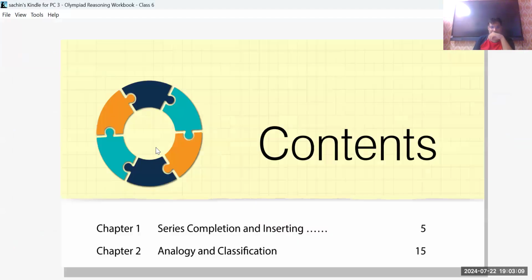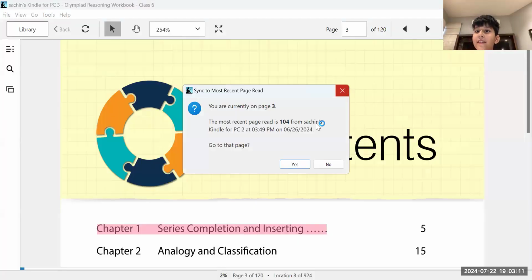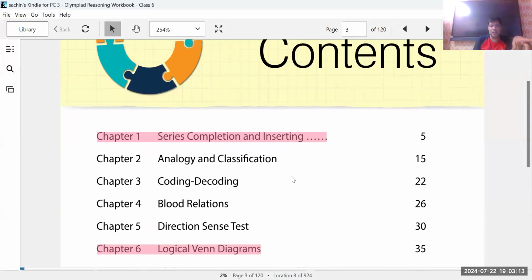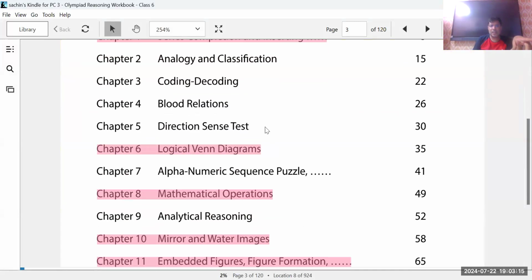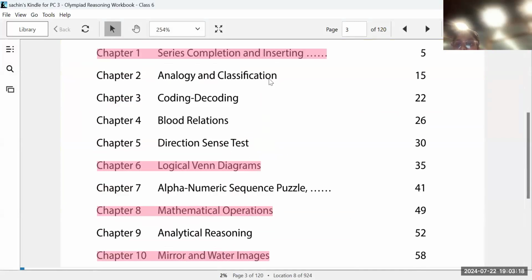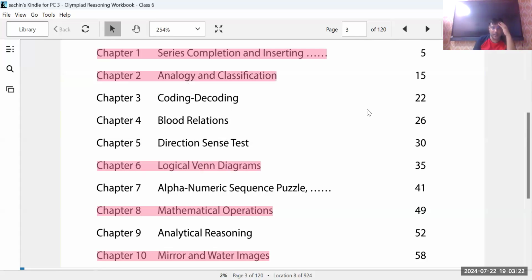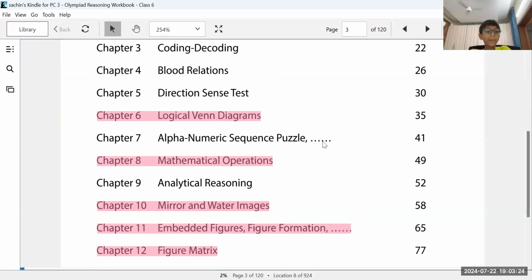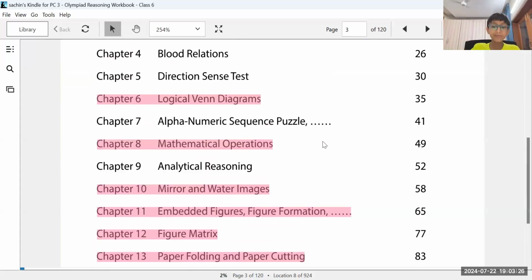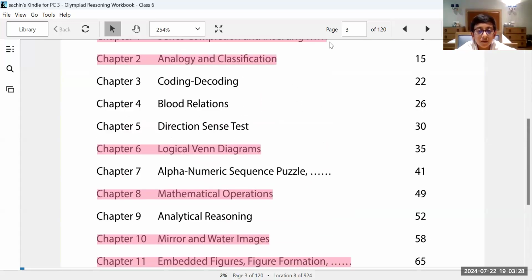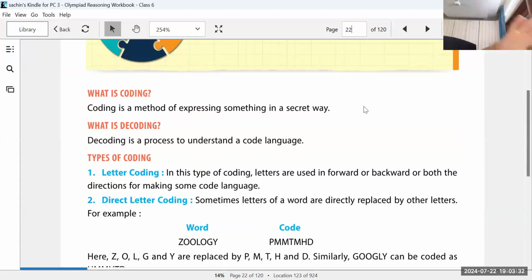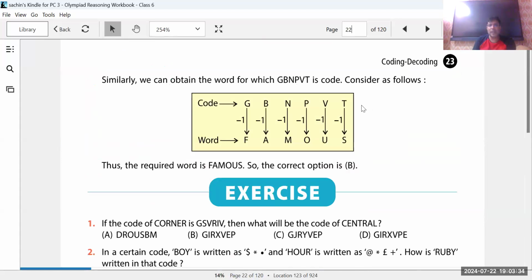Yes, very good, guys. Guys are so great. So we did analogy and classification. Can we do blood relations? No, beta, that is a topic that we'll be doing in the end. So can I get my charger? My device's charger. Sir, today we had a maths paper. I'm sure you did well. So did we do coding-decoding or no?